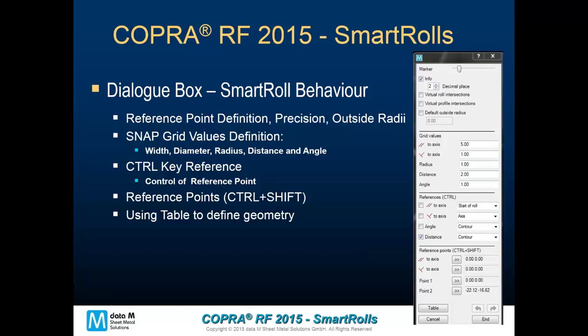And at the bottom here you can see we can use a table then to define some geometry, radii, and the two arrows above the end button are the undo and redo.